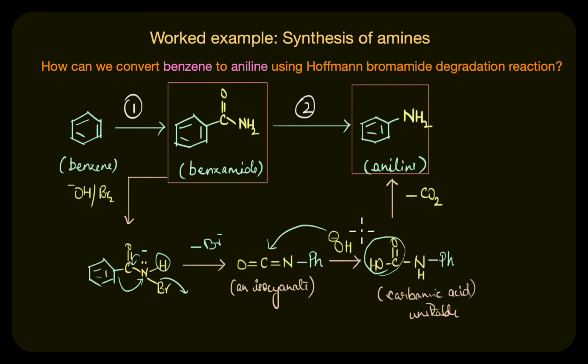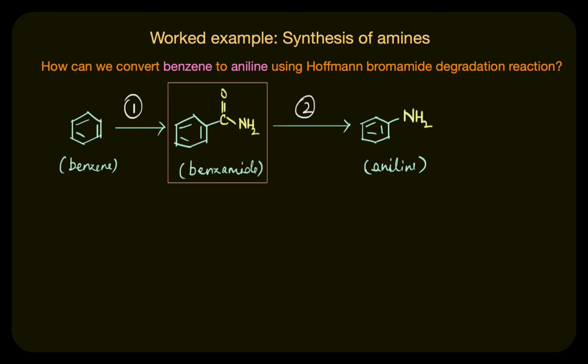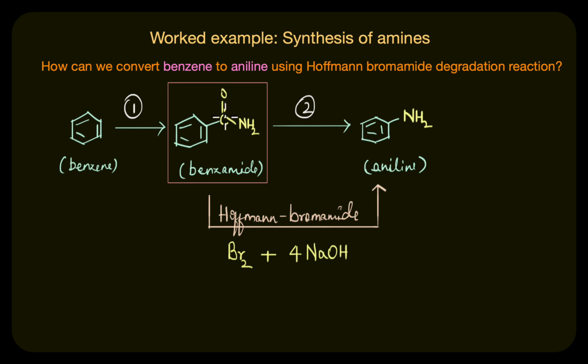If you have any doubts in this mechanism, I would recommend to revisit the video on the mechanism of this reaction. We are right now simply solving questions, so I wouldn't want to dive deep into what is happening here. Okay, so if you have a doubt, please do go back and look at the mechanism of this reaction video. Okay, so that is how we get aniline from benzamide by using the Hoffmann rearrangement reaction.